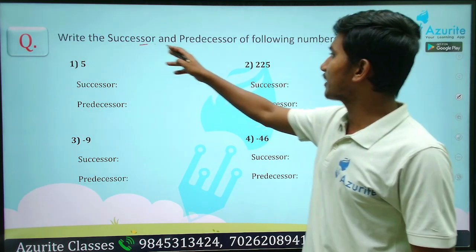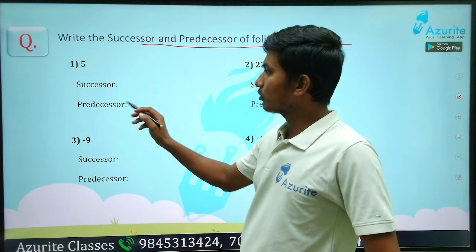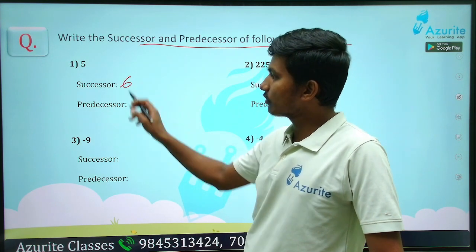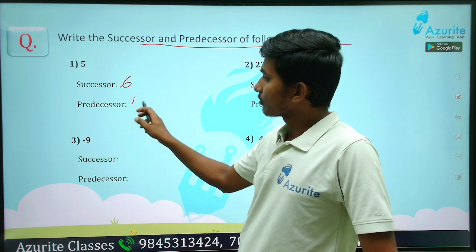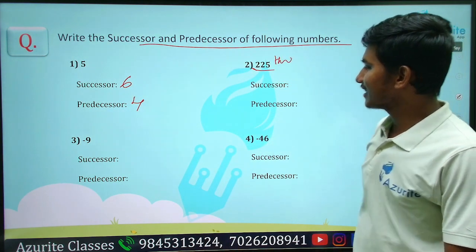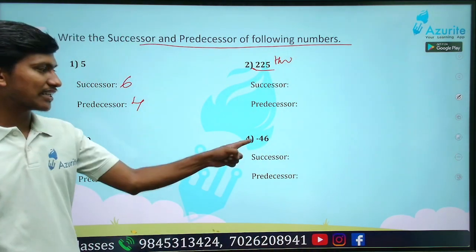Now we will do the questions. Write the successor and the predecessor of the following numbers. Here 5: the successor will be the next number, 6. I am writing directly. The predecessor will be before 5, 4 will come. Will you do this as homework? Do this as homework, it is easy. Now let me do minus 46. Should I do minus 9 or minus 46? Tell me.